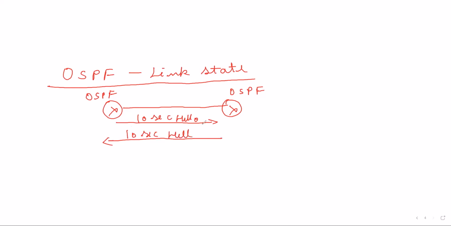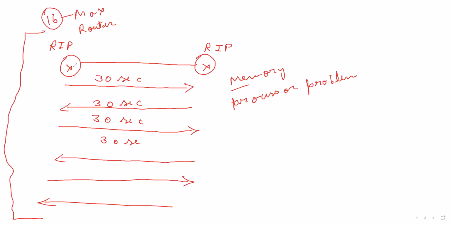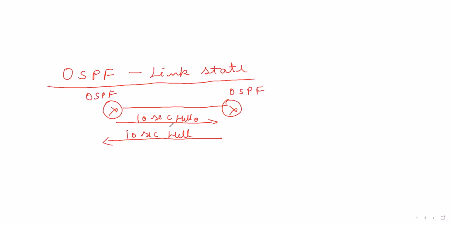But they will not share full information. In RIP, they were sending full information every 30 seconds. Now in OSPF they are not sharing full information. They are sharing some information: hello, every 10 seconds. So my memory will not be full.